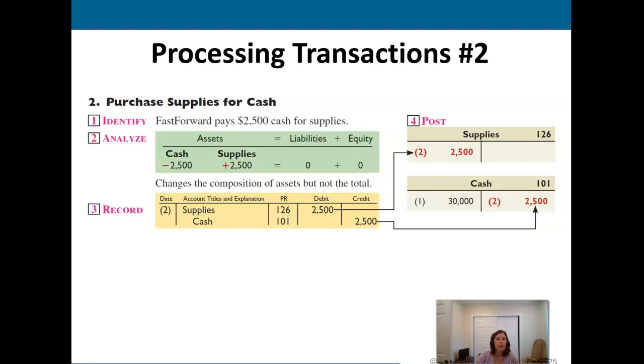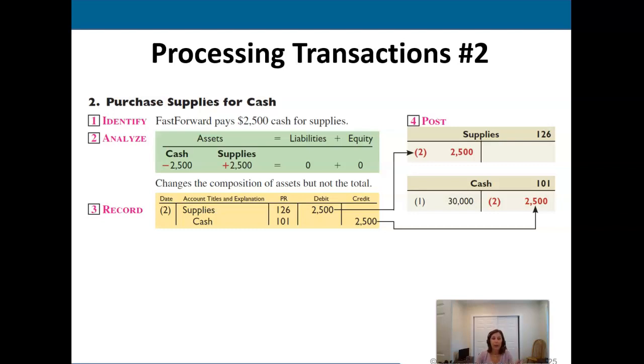All right, so now we've got transaction number 2, and we bought supplies. So what are supplies? Supplies are an asset. What did we use to buy those supplies? Cash, also an asset. So do we have more supplies or less supplies? Hopefully you think, well, we have more supplies. So when an asset is increased, that's a debit. When an asset is decreased, that's a credit.